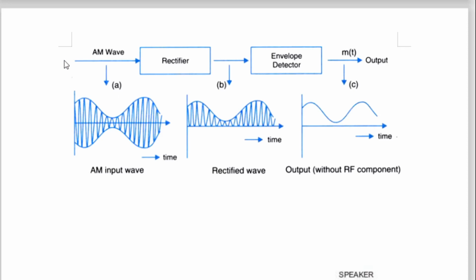See here, the AM wave, the amplitude modulated wave, is this. What is this amplitude modulated wave? The amplitude of the carrier signal, which is a high frequency signal, is changing with respect to time.